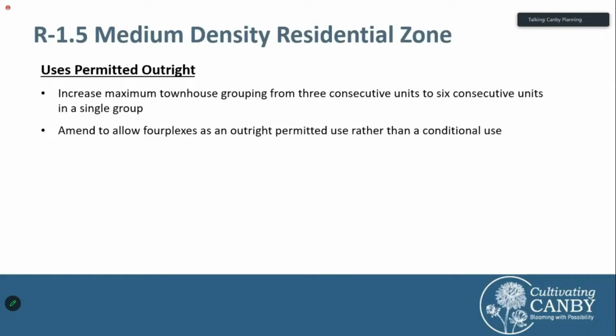We are proposing that in the R15 district, the maximum townhouse grouping change from the current 3 consecutive unit max to 6, and that 4plexes, which are currently identified as conditional, be permitted outright.